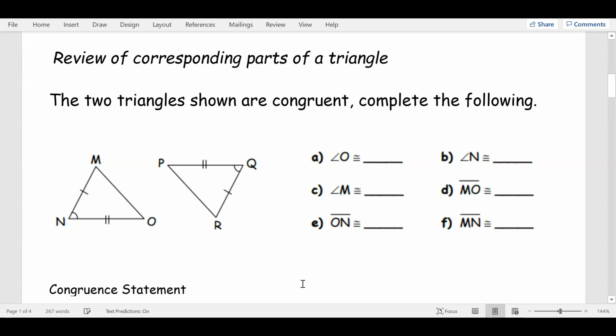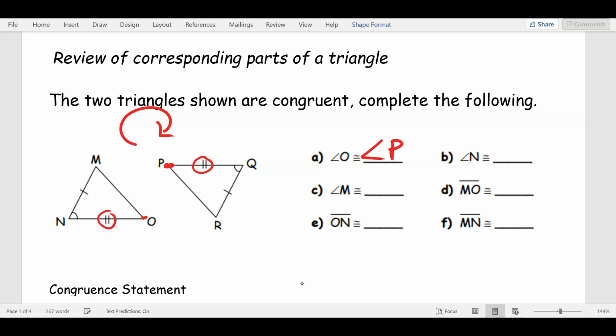This is like our warm-up, so y'all should be pros at this. So let's try this together. Angle O matches what on the other triangle? What do y'all think? Now, check it out. O is after the 2 tick marks. So let's go with P. Does that make sense? What you want to think of is this has been rotated. So O matches with angle P.